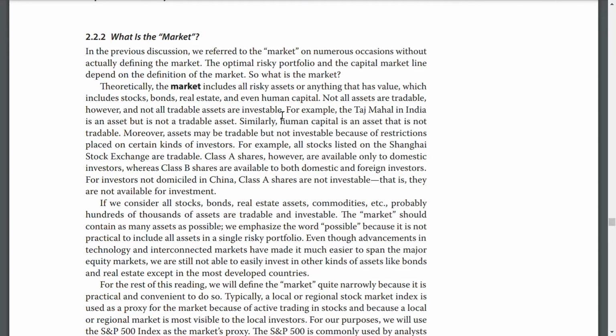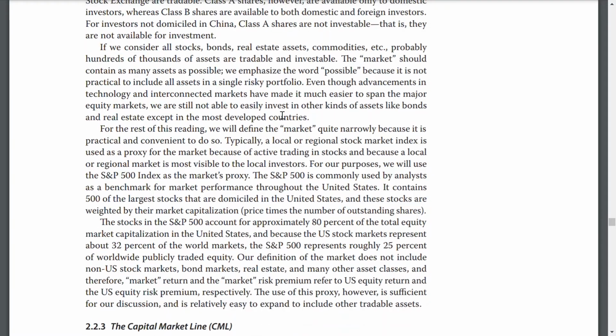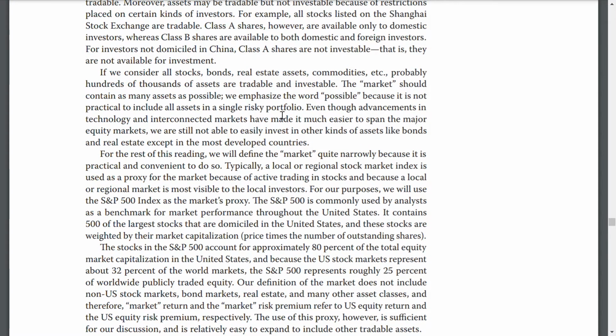If we consider all stocks, bonds, real estate assets, commodities, etc., probably hundreds of thousands of assets are traded and investable. The market should contain as many assets as possible. We emphasize the word possible because it is not practical to include all assets in a single risky portfolio. Even though advances in technology and interconnected markets have made it much easier to span major equity markets, we are still not able to easily invest in other assets like bonds or real estate, except in most developed countries.